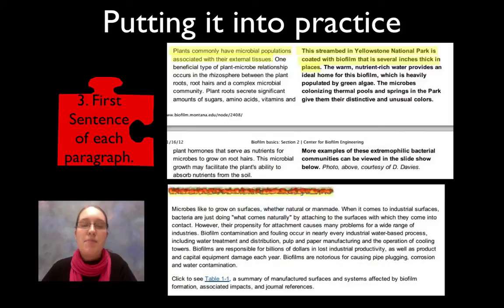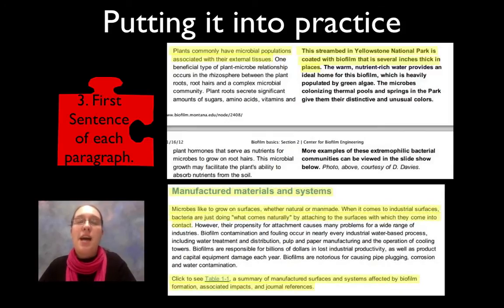Right down the bottom of this page it says click to see table 1.1. At this point I would have a quick look at that table. Often I find during readings, this one isn't too bad, but often in textbooks it'll say refer to figure 1.3, and you'll be on page 5, and figure 1.3 will be on page 7.